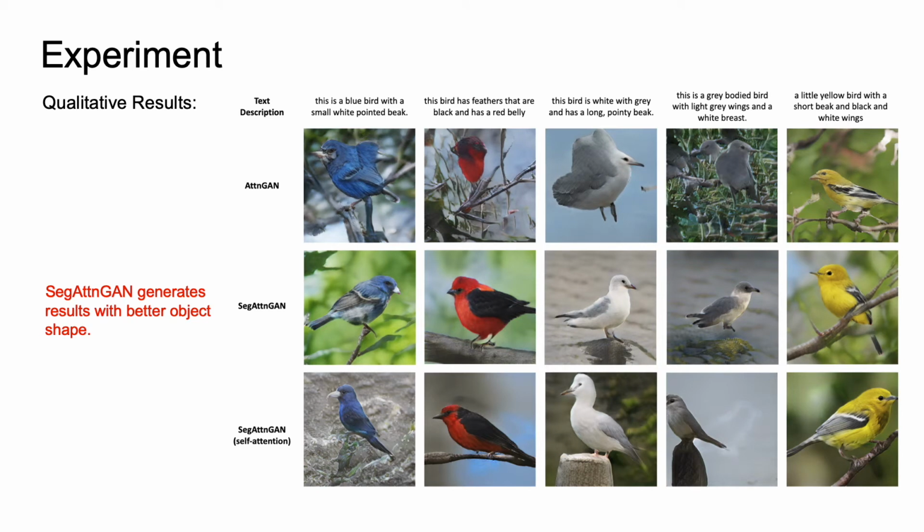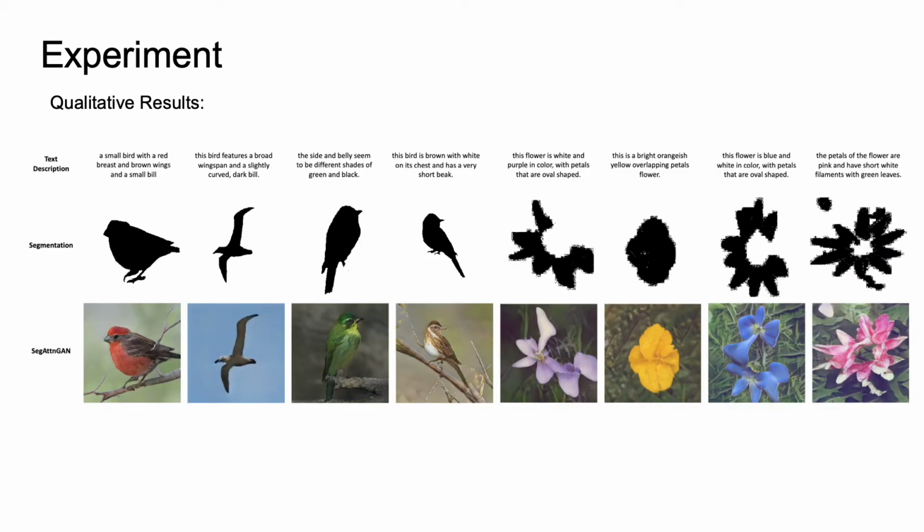As shown in this figure, compared to the baseline model, our model can generate results with better object shapes. Although the self-attention model uses a generated segmentation, it is able to constrain the object shapes and generate better images than the baseline model. This figure shows image samples compared to the segmentation mask. We can see that in our model, the segmentation provides very good control over the object shapes.